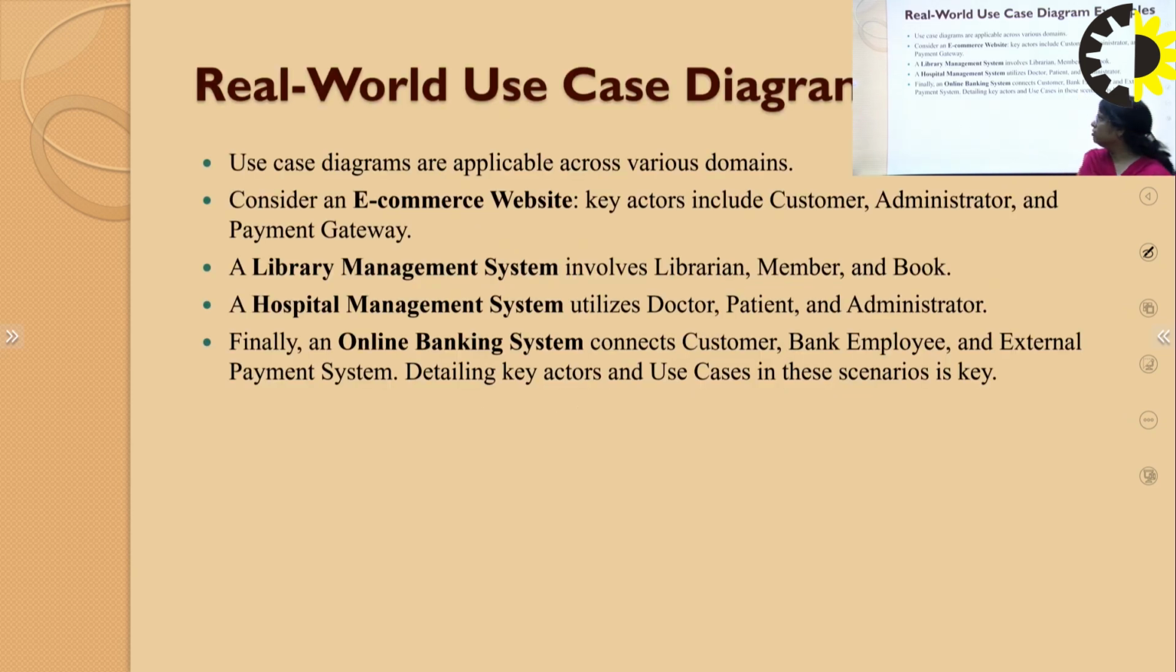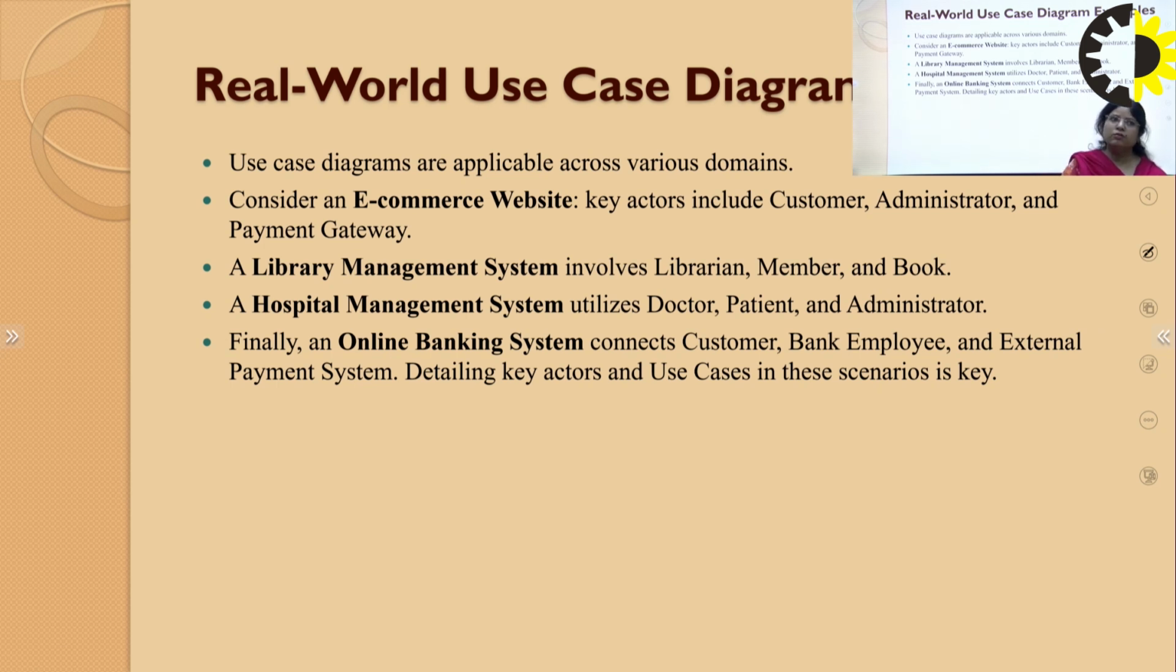So we can now see some real world use case diagrams. Use case diagrams are applicable across different types of domains. For example, e-commerce websites. If we are using an e-commerce website, the first step is to find the key actors of the e-commerce website. The actors are the customers, administrators, and payment gateway.